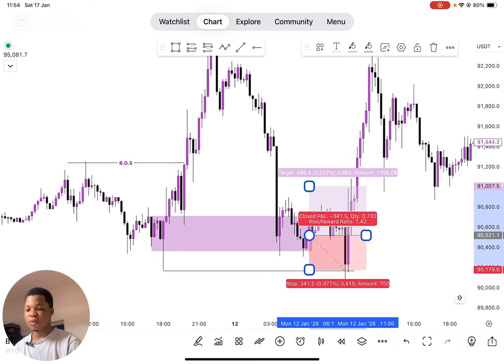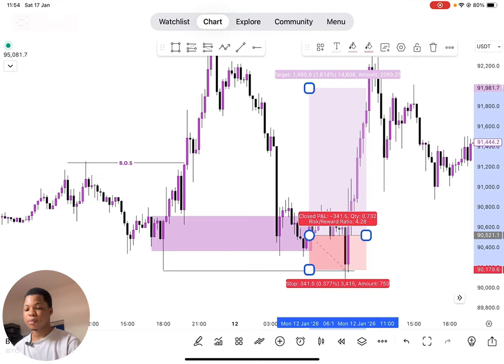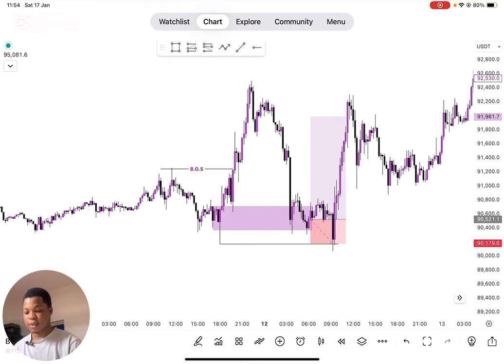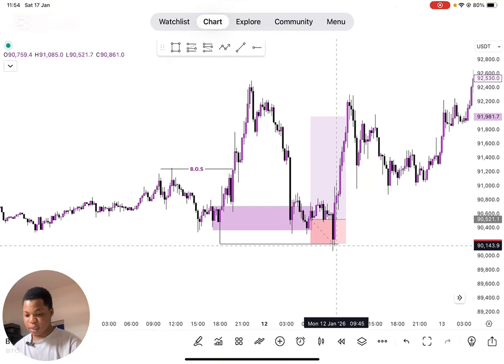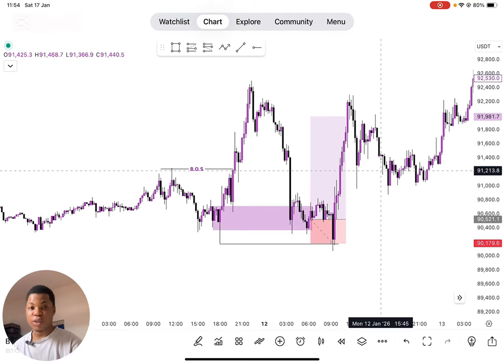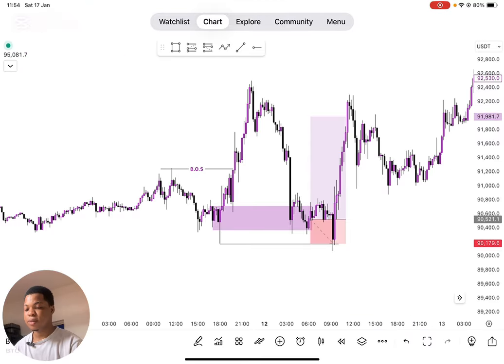So I was aiming for 1:4 as usual. As you can see, price stopped me out by a couple of pips, just by a candle wick, and went straight in my direction. You understand? But then it's all part of the game. We win, we lose.